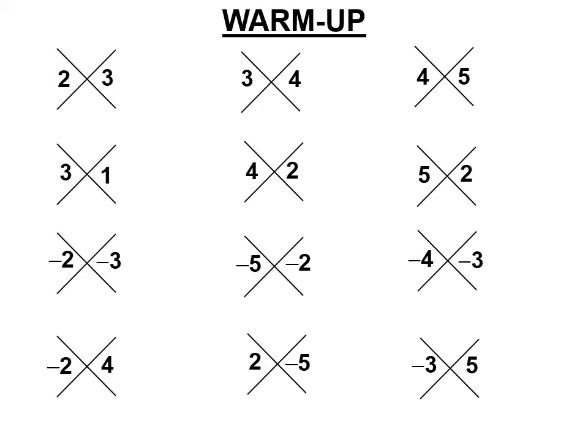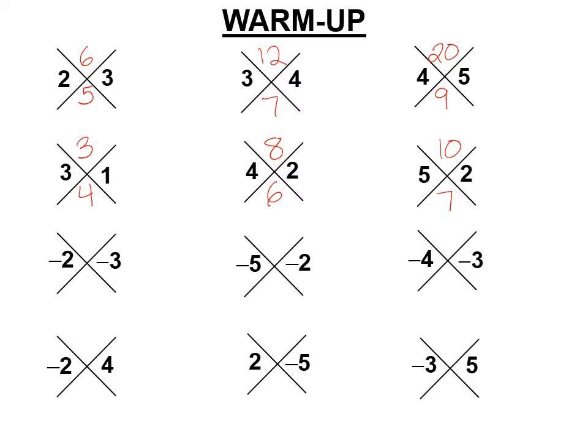So this would be 6, and that would be 5. This would be 12, that would be 7. This would be 3, this would be 4. So what is the pattern there? Right, this would be 20, this would be 9. This would be 8, this would be 6. This would be 10, this would be 7. So we're multiplying to get the top and adding to get the bottom.